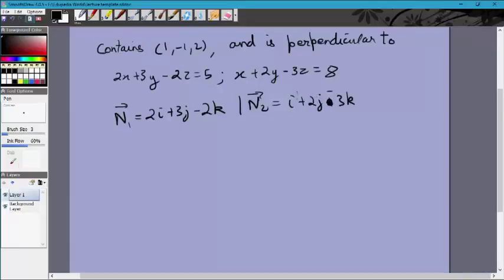So what is the third perpendicular direction which is perpendicular to both of them? And we just need one. So what we can do is we can take their cross product and we'll get n3. So what will that come out to be? i cross i is 0.